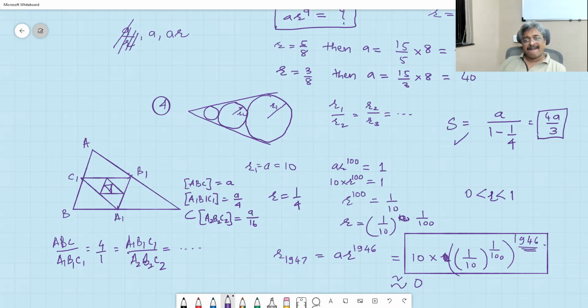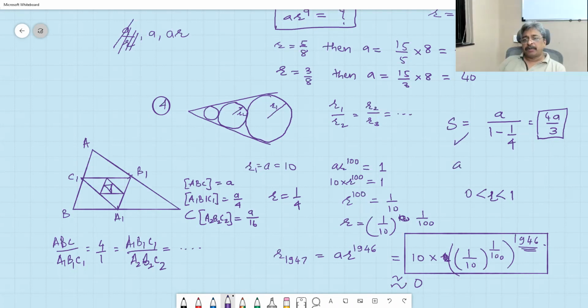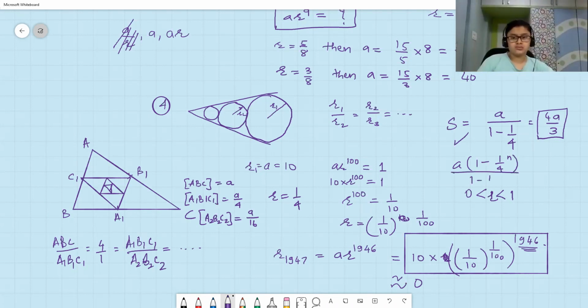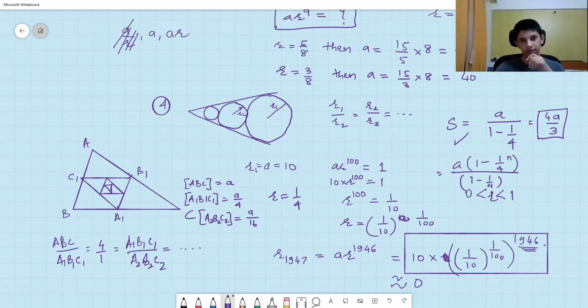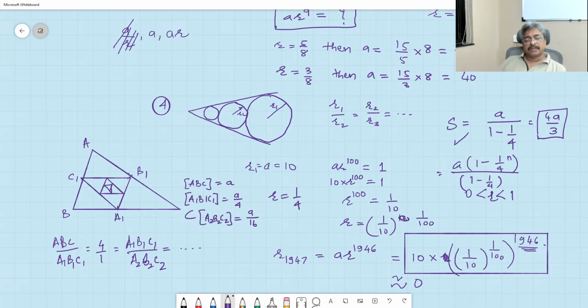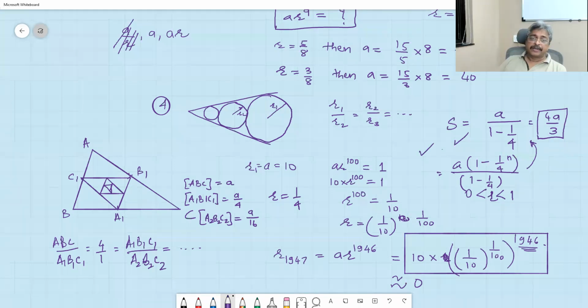Yes, that formula: a multiplied by 1 minus r raised to n, divided by 1 minus r. So a multiplied by 1 minus 1/4 raised to a big number n, divided by 1 minus 1/4. How much is it when n is not stopping, becoming larger? It is 0. So a upon 1 minus 1/4. That is what this formula is. Okay. So practically we have discussed all the homework problems.